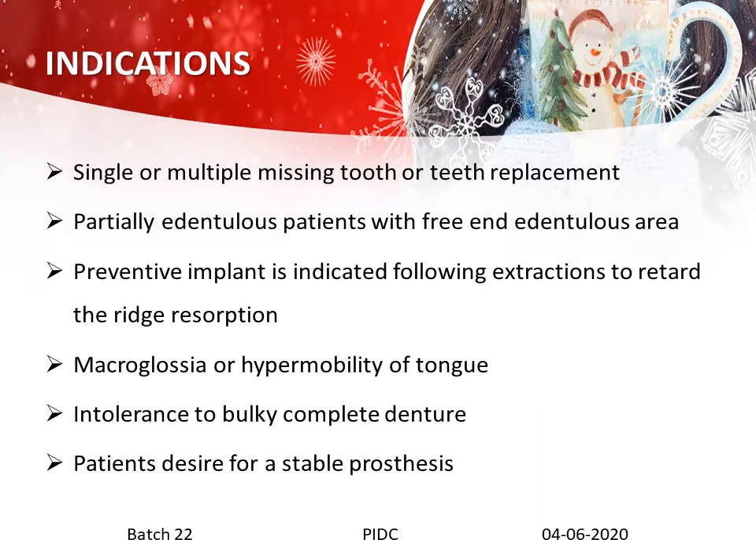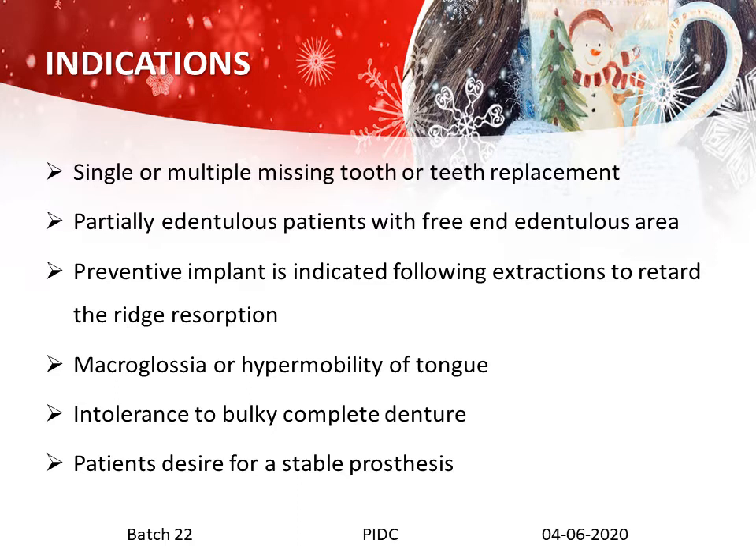Next, coming on to the indications. As you all know, the main indication would be single or multiple tooth or teeth replacements. Partially edentulous patients with free end edentulous area. Especially in your lower mandible, if you have 4-7 or 3-7 missing, and you're planning a fixed prosthesis, it is a little difficult to give because it will be a cantilever type of abutment. So in that case, you can go in for an implant if the bone is good.